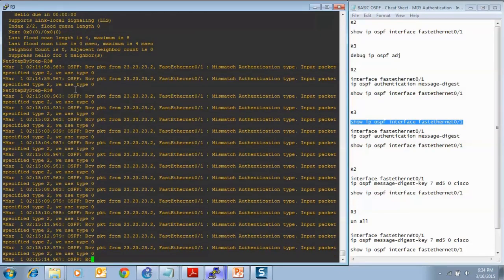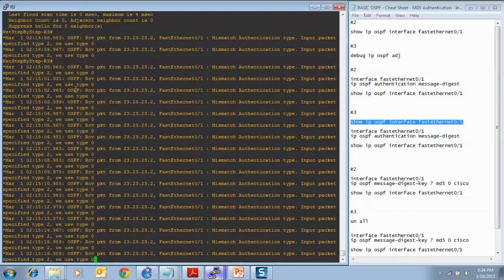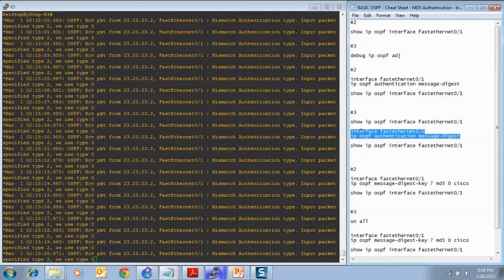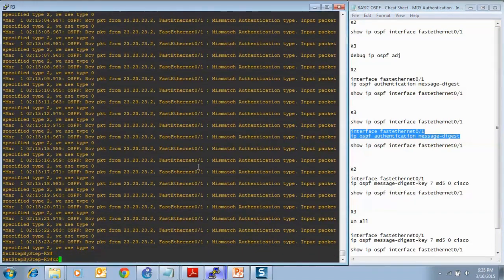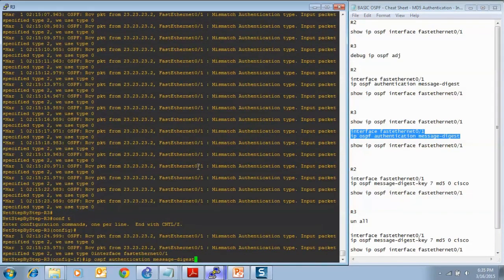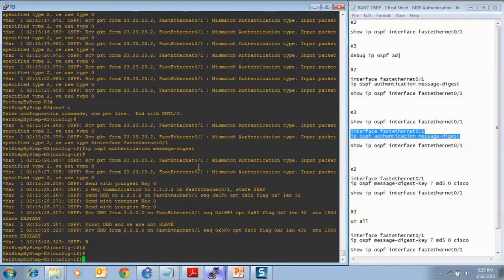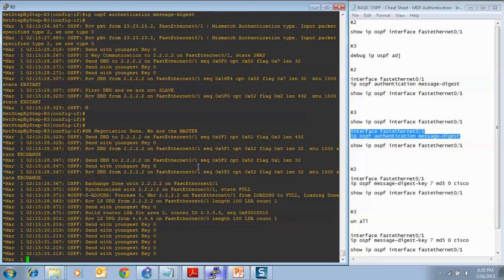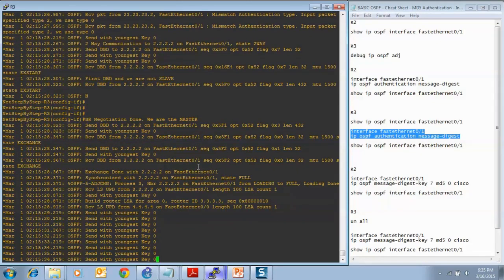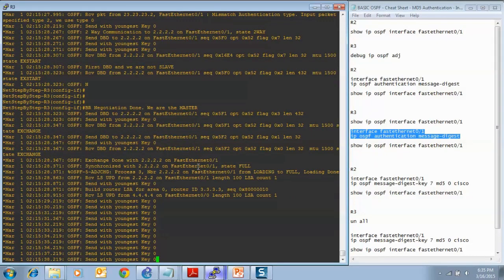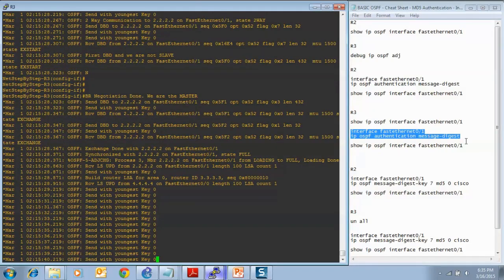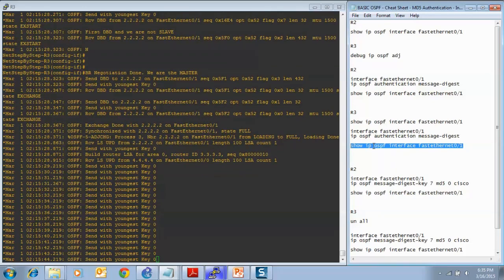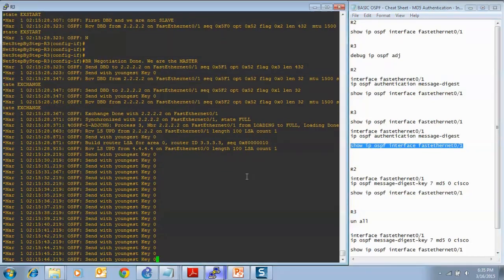I'm going to change that with the command IP OSPF authentication message digest at interface mode. From the debug output on router 3, I can see that routers are exchanging authentication keys with the value 0. Let's check if they have become neighbors. Staying on router 3, I will utilize the show command, show IP OSPF interface fast Ethernet 0/1.